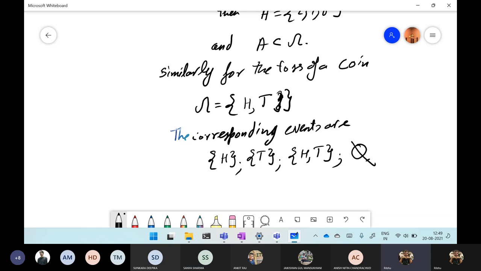No problem. I called by name just to know that you agree that these are the corresponding events of the toss of a coin. Head and tail are trivial. By definition, it has to be a subset of the sample space, so you get the empty set and the full sample space. Yes, sir. Fine.